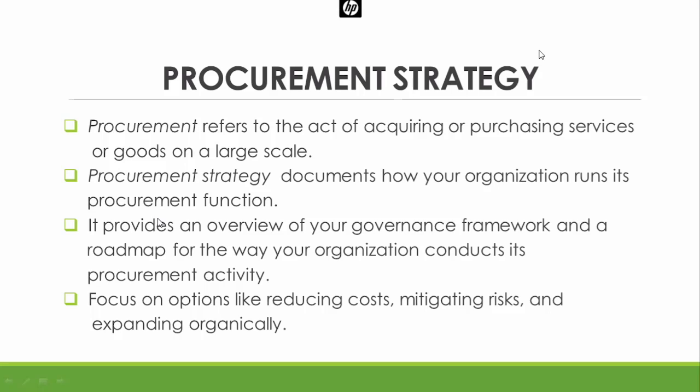Procurement refers to the act of acquiring or purchasing service or goods on a large scale. Procurement strategy documents how your organization runs its procurement function. It provides an overview of your governance framework and a roadmap for the way your organization conducts its procurement activity. Focus on options like reducing costs, mitigating risk, and expanding the organization.